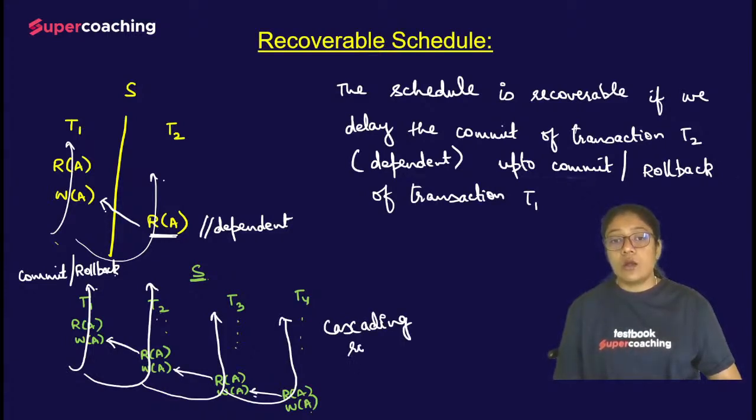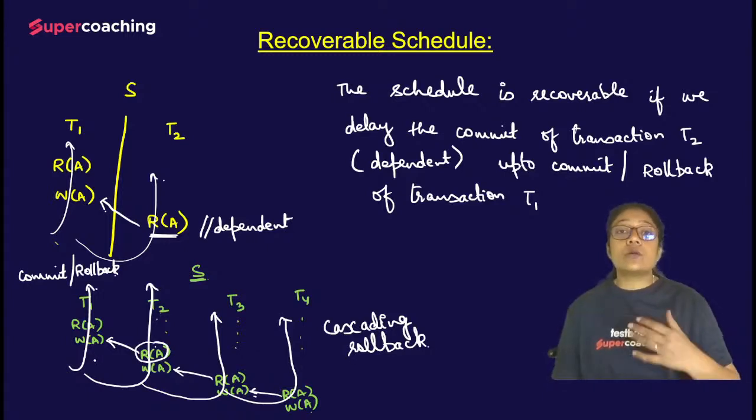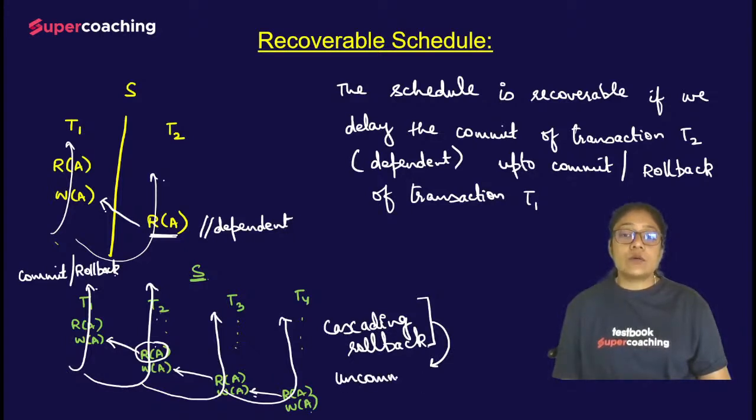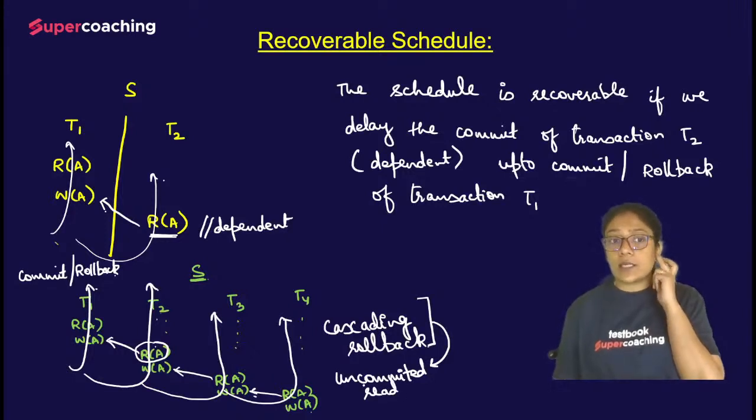Basically, why is this problem of cascading rollback occurring? Because the read operation we are performing is reading a value which is not committed yet. Cascading rollback occurs because of uncommitted read. It means some transaction wrote a value but it's not committed yet, and before it committed we read it, so it results in cascading rollback.